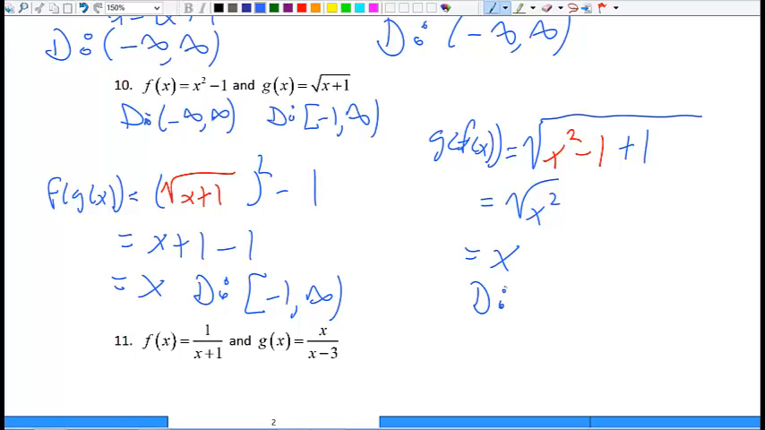And let's talk about domains. Okay, so we're going to go to the inner. The inner did not have any domain restrictions. X squared minus 1 doesn't have any limiting numbers. It's going to be all real numbers. And when I made the composition, I got x. X also has all real numbers. So the domain of this composition would be all reals, negative infinity to infinity. Okay.